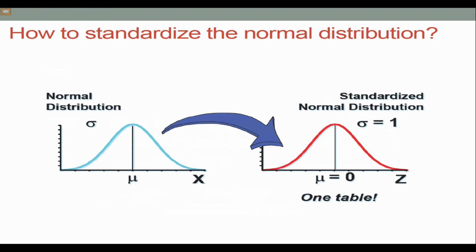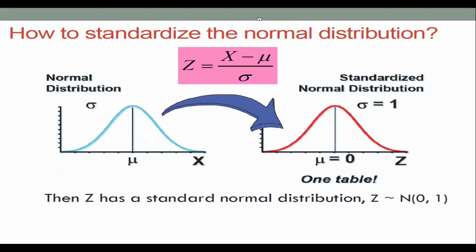Then how to standardize the normal distribution? Given a general normal distribution, we can always do some transformation to make it a standard normal distribution. The left graph represents a general normal distribution with mean mu and standard deviation sigma. We want to transform it to a standardized normal distribution with mean equal to 0 and sigma equal to 1. For the original random variable X, we use X minus its mean divided by its standard deviation. This becomes a new random variable. We call it Z. Then Z follows a standard normal distribution.